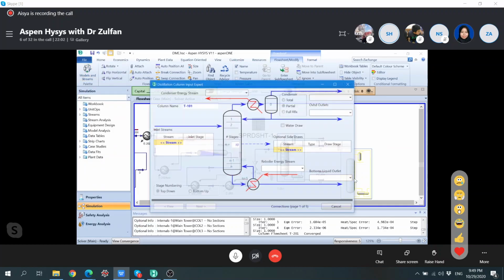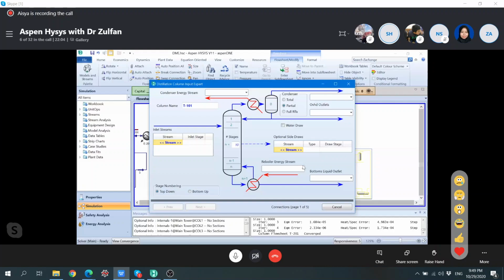Now, the second tower is 26 stages, including reboiler and condenser. So 26 stages, and the feed stage is at stage 14. Stage 14. Sorry, this is 11. I don't know which one is which.